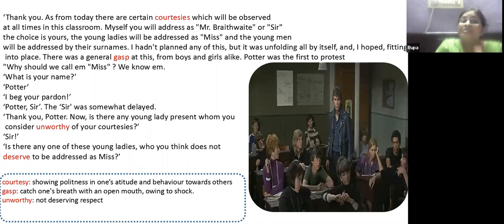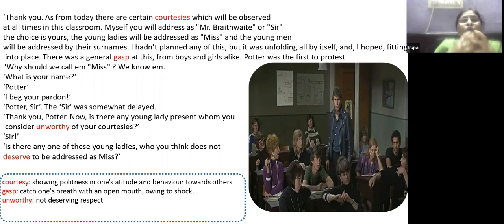What is the reaction of the children? There was a general gasp at this from boys and girls alike. It means the reaction of the girls and the boys was the same. What was that? The reaction was that everyone was in shock. Here, gasp means you are going to hold your breath.